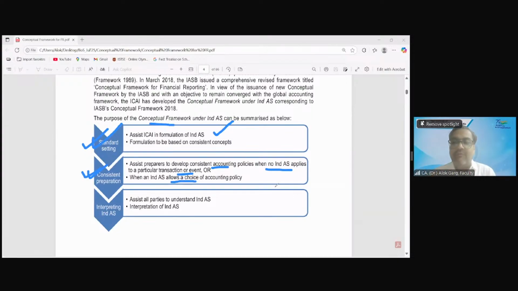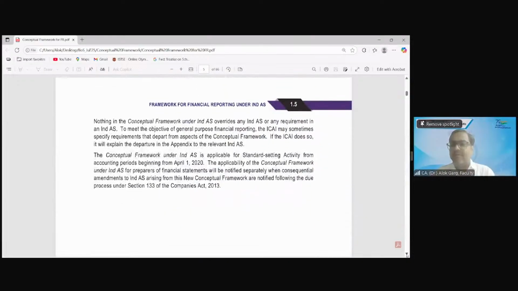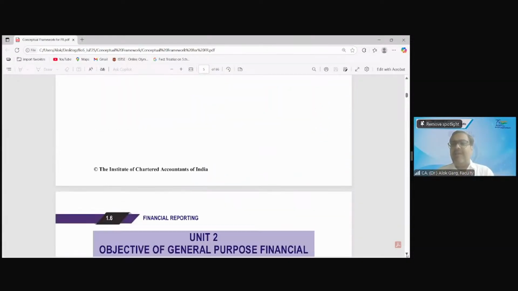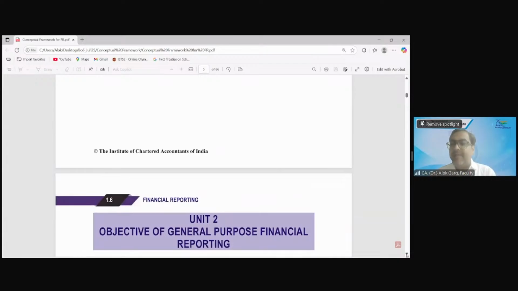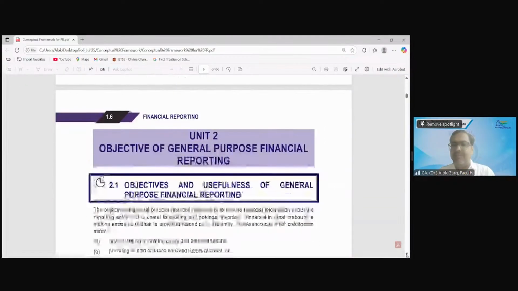Or when an Ind AS allows a choice of accounting policy, like the cost model and revaluation model, both are there, then this framework helps in how you will provide information which is relevant, useful, and meaningful, right? So the standard gives you guidance on that. And in interpreting Ind AS, this framework assists all parties to understand Ind AS, and it also gives you the interpretation of Ind AS, right? This is what we have already covered, yes or no? We have already covered the three purposes of the framework: in drafting Ind AS, in helping understanding of Ind AS, right? And in finalizing an accounting policy when no Ind AS is available.